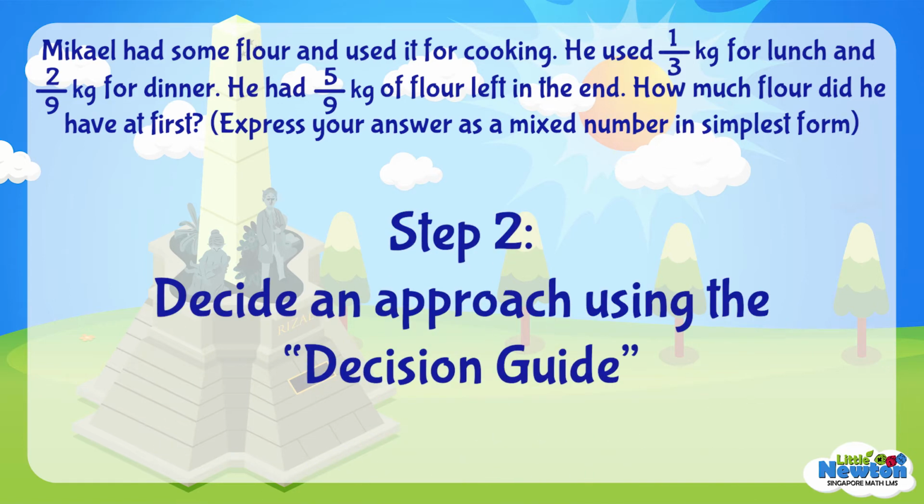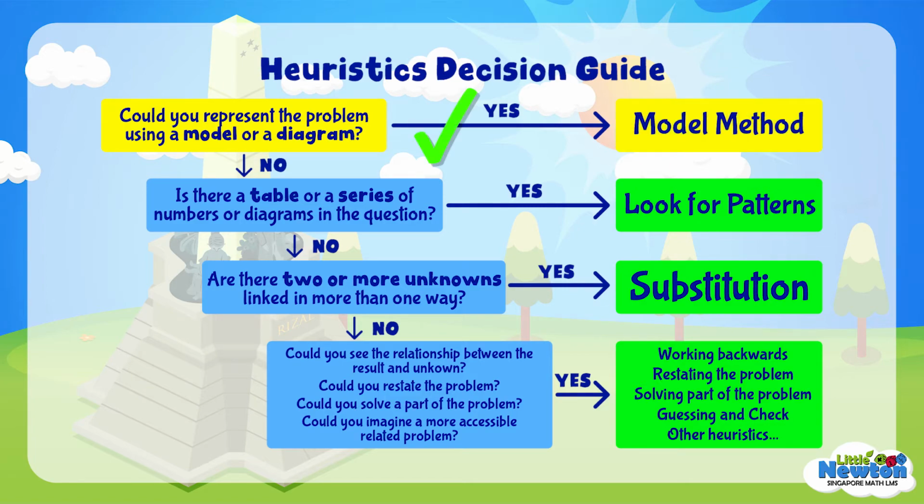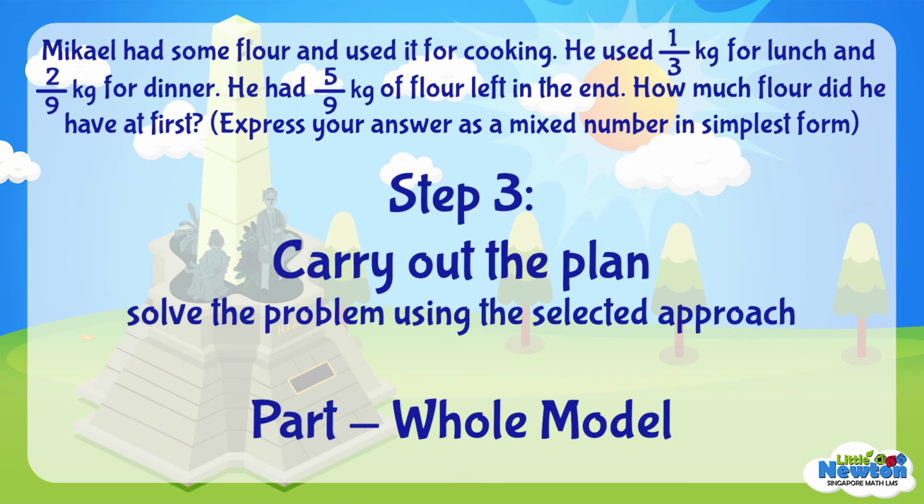Step number 2. Decide an approach using our decision guide. Could you represent the problem using a model or a diagram? If yes, then you can use the model method. Step number 3. Carry out the plan. Solve the problem using our selected approach, the part-to-whole model.